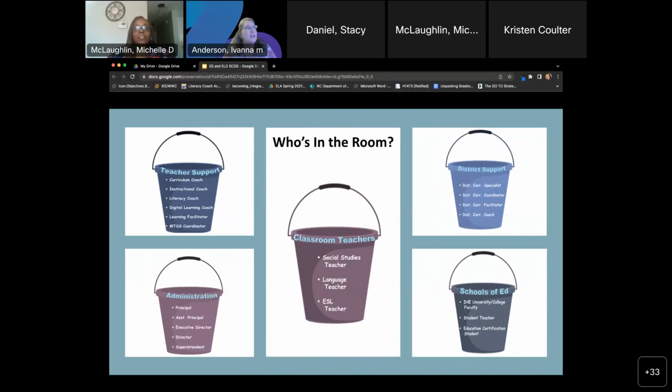Okay, so we want to see who is in the room with us today. If you would type in the chat box, which of these buckets do you fall into? Are you teacher support, things like curriculum coaches, instructional coaches and literacy coaches? Or are you in administration, maybe a principal or assistant principal? We've got our classroom teachers. If you're a classroom teacher, is it social studies? Is it ESL? Is it some other language? What about our district support and our schools of education? Do we have any IHEs in the house today?